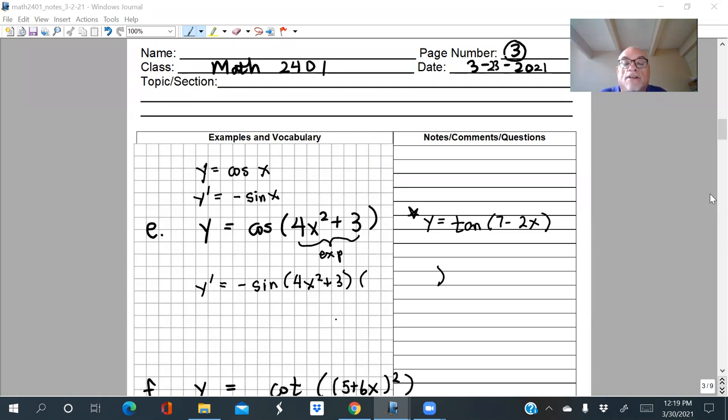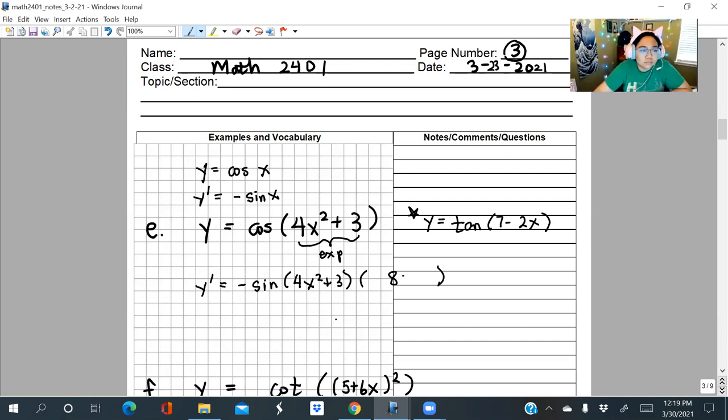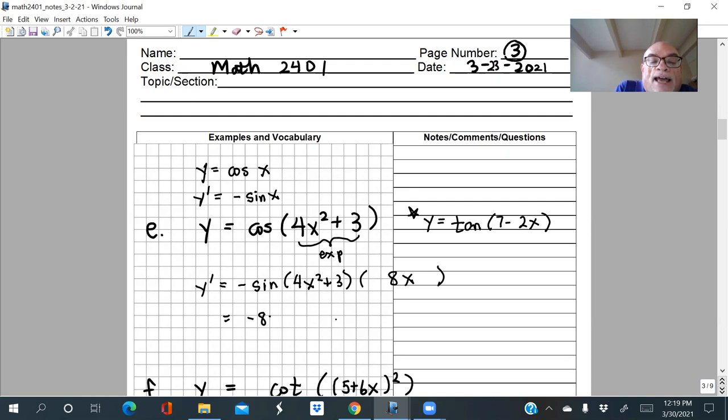So anybody just tell me quickly here, what's the derivative of 4x squared plus 3? 8x. 8x, right. Okay. So that's all you have to finish this off. You just have to multiply in 8x. So I guess we get something like minus 8x sine of 4x squared plus 3.